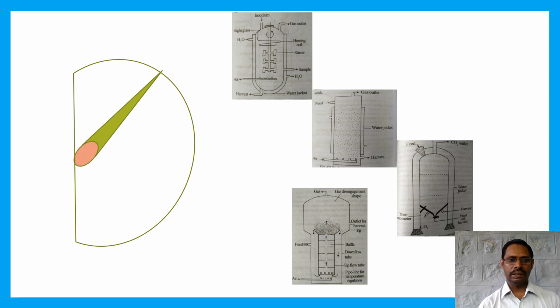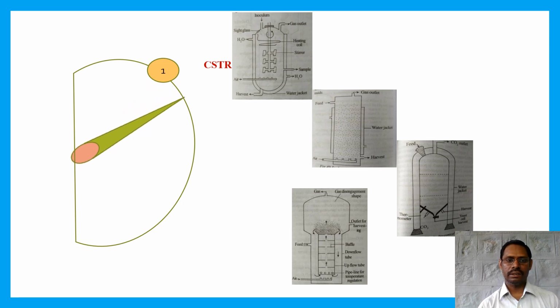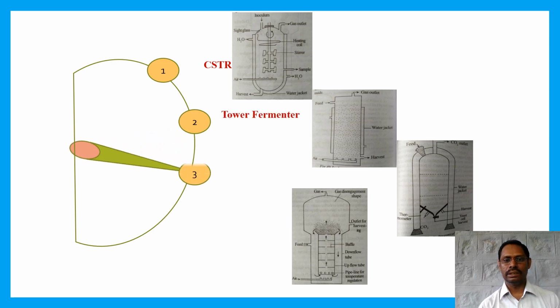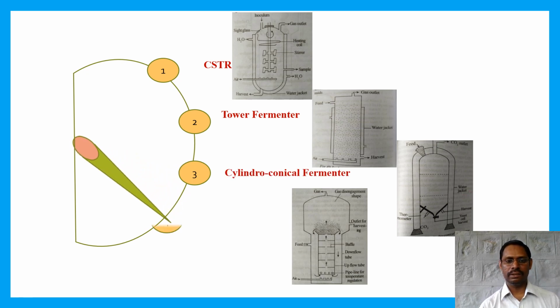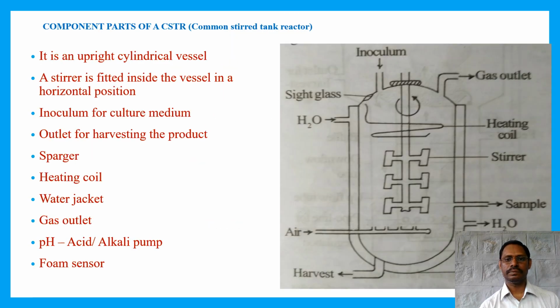There are different types of reactors. Here, four different types of reactor are given in your syllabus. The first one is CSTR, that is continuous stirred tank reactor. The second one is the tower fermenter, the third one is the cylindroconical fermenter, and the last one is the airlift fermenter. First we will see the continuous stirred tank reactor and its components.